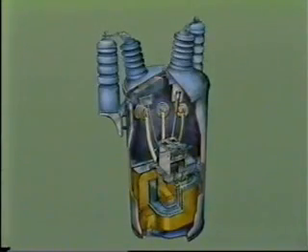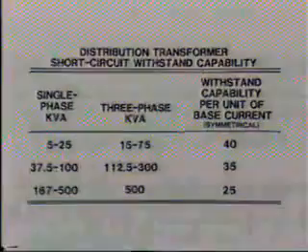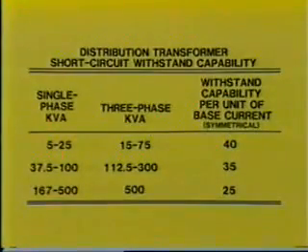Even though distribution transformers have fuses or circuit breakers which should operate to isolate the fault, the transformer still needs to be capable of withstanding these high fault currents, at least for a short period of time. Tables giving short circuit withstand capability for distribution transformers are also published in the American National Standards. In this table, fault current levels are expressed in multiples of full load current.